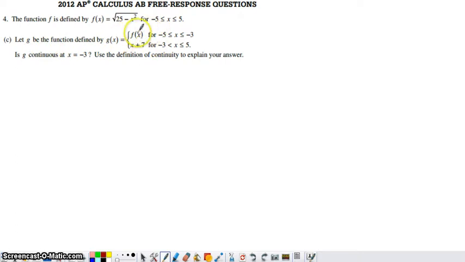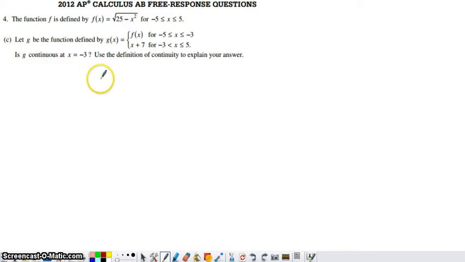So f of x is the definition for the function from -5 to -3. And then g of x is defined to be x plus 7 from -3 up to 5. It says, is g continuous at -3? Use the definition of continuity to explain your answer. So the definition of continuity is three pieces.